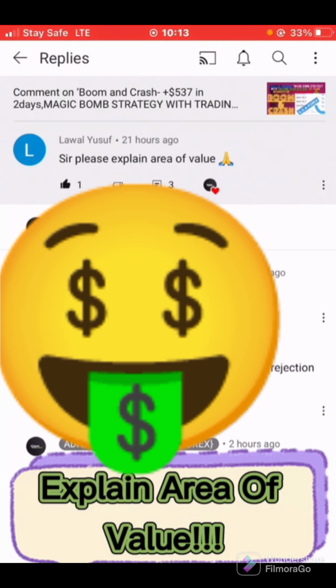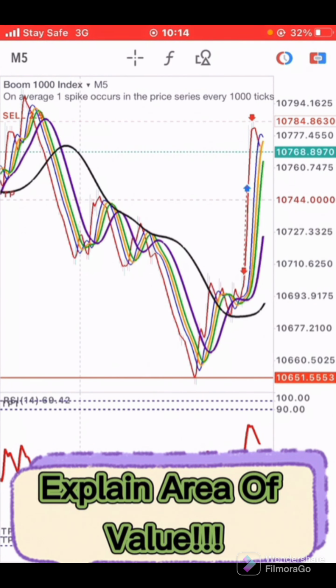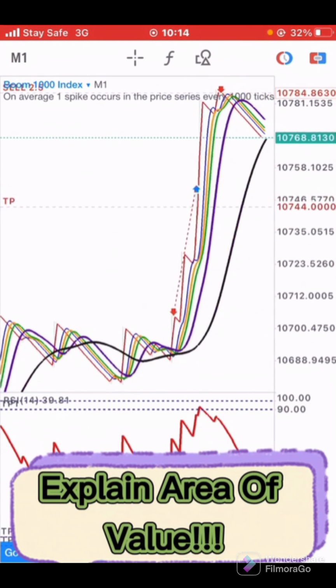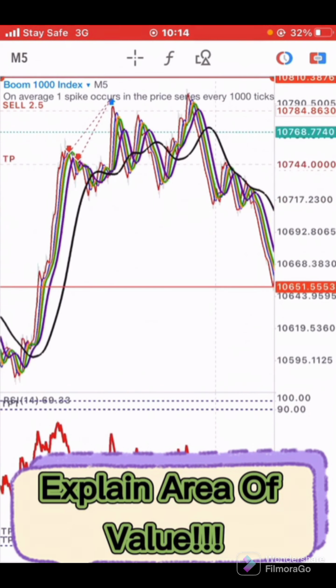What do we mean by an area of value? An area of value is an area, either a support area or a resistance area, in which the market rejects that point at least twice. That's 2 or more than 2 rejections. Let me give you an example, because I have to wait to get an area of value to enter a trade. Look at it here. I'm in a serious profit right now. Look at it. Because I bought the market from an area of value.